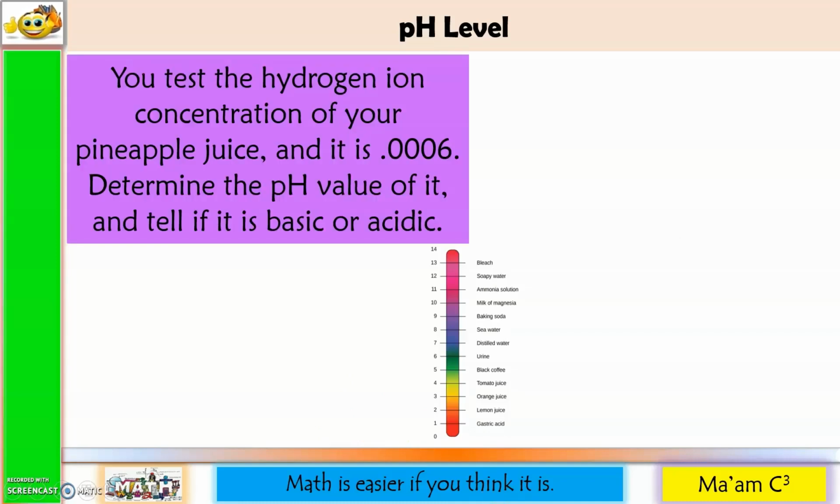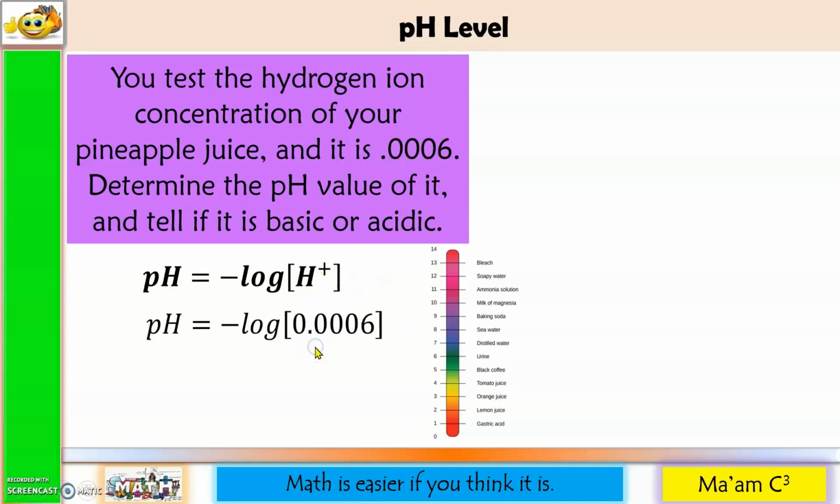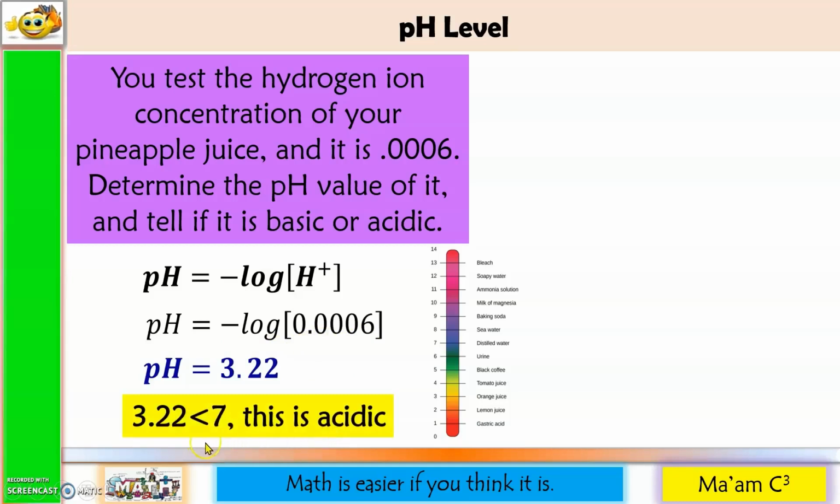Let's have an example. You test the hydrogen ion concentration of your pineapple juice and it is 0.0006. Determine the pH level of it and tell if it is basic or acidic. So let us recall the formula. Let us substitute 0.0006 to our formula here, and negative log of 0.0006 is equal to 3.22. Since 3.22 is less than 7, then this is acidic.